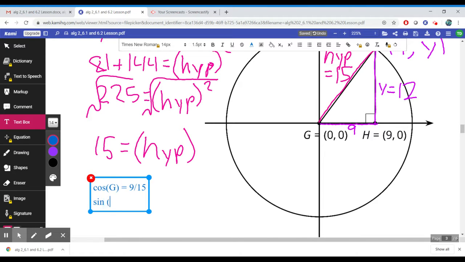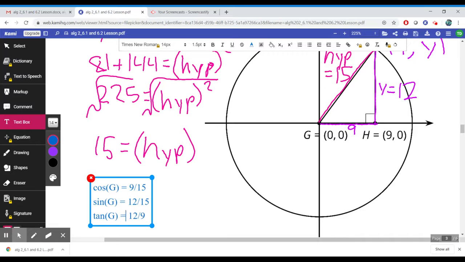Next, we'll take a look at the sine. For sine, we have to look at the opposite side. So our opposite side is 12 divided by our hypotenuse, which is 15. And tangent of G, we have to do the opposite side divided by the adjacent side. We get 12/9.